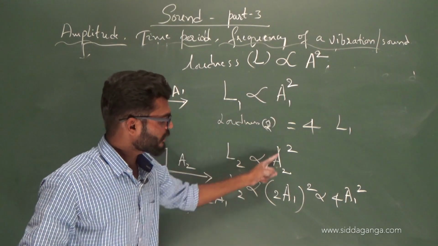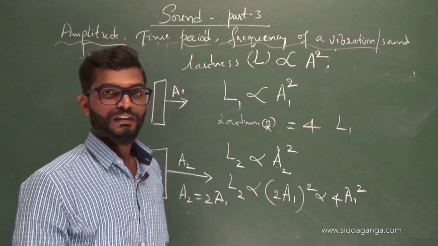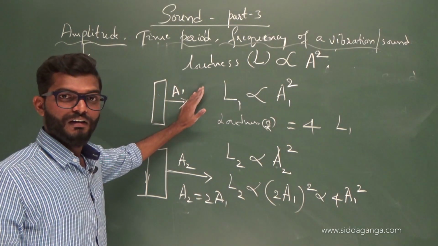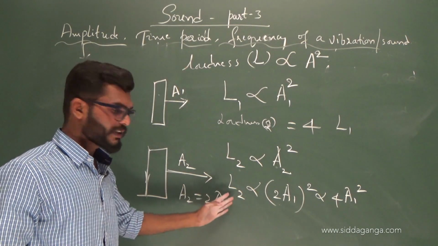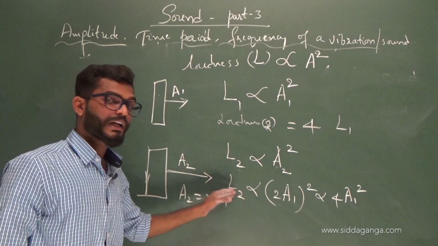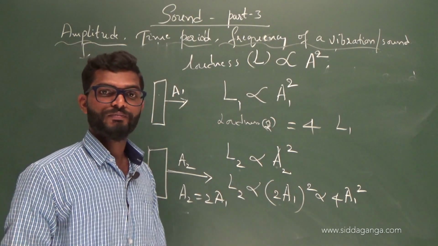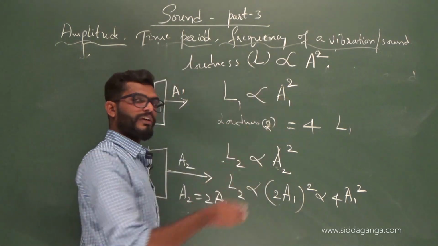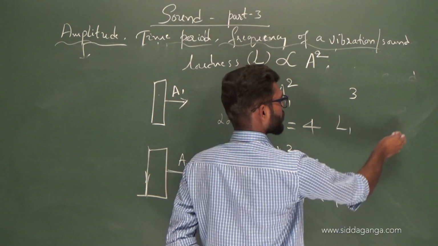Here amplitude got twice, loudness got 4 times. It gets bigger by 4 times. The loudness of the first object is say L1, and L2 is the loudness of the second object. It becomes 4 times bigger than the loudness of the first sound. Because if amplitude becomes twice, then the loudness becomes 4 times. If amplitude becomes 3 times, then the loudness becomes 9 times.